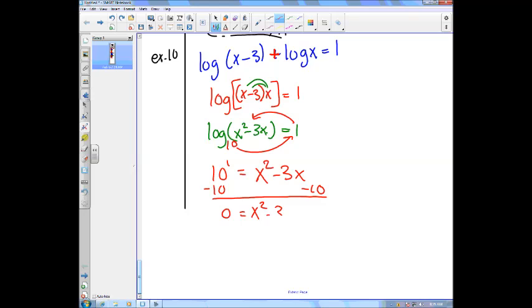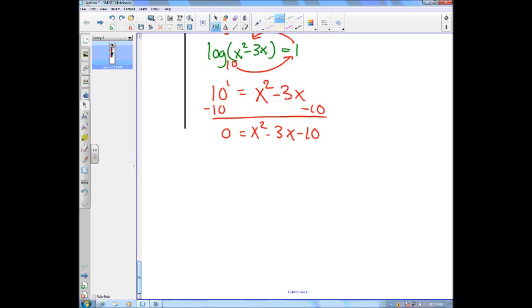x squared - 3x - 10. You've been solving quadratics since your 10th grade year. Remember, to solve quadratics, we look for 2 numbers that multiply to negative 10, careful with the sign, and add to negative 3. What would that be? I agree 2 and 5 multiply to 10, but not negative 10. Okay, negative 5 and 2.